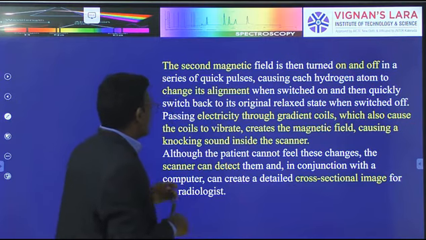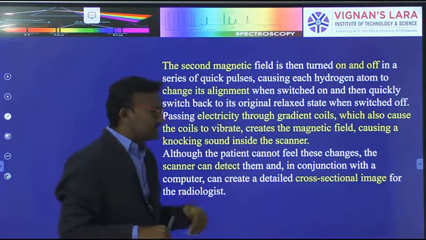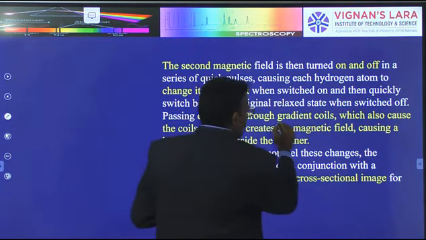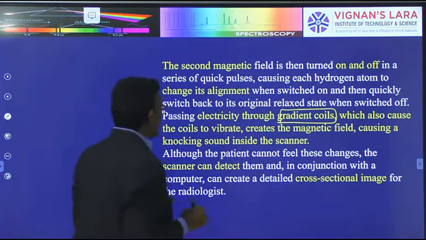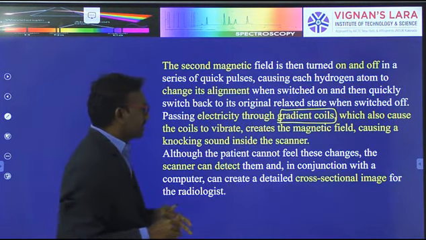When switched on, electricity is passed through the gradient coils, which causes the coils to vibrate and create the magnetic field.